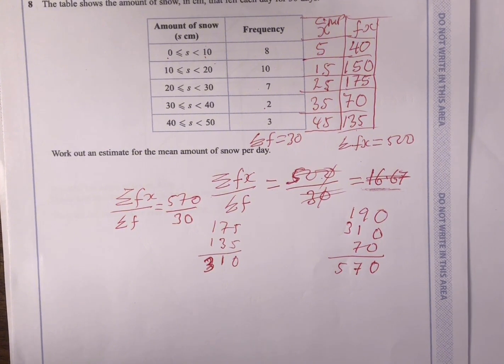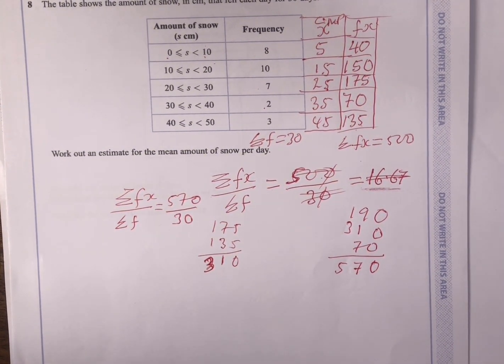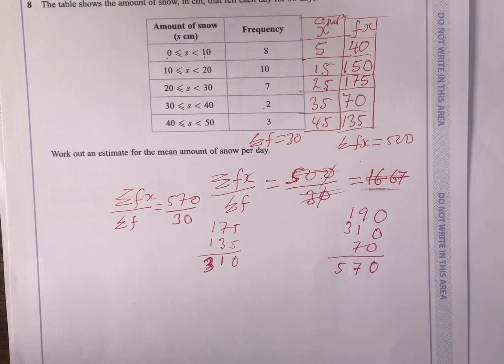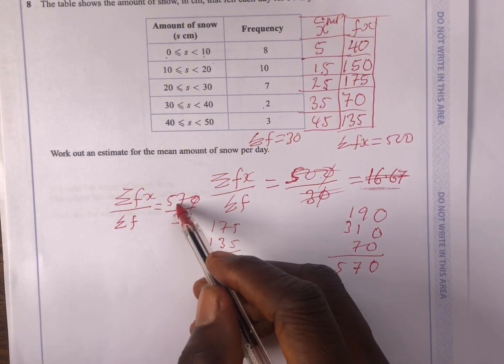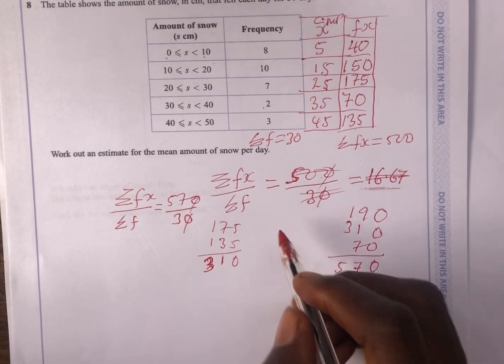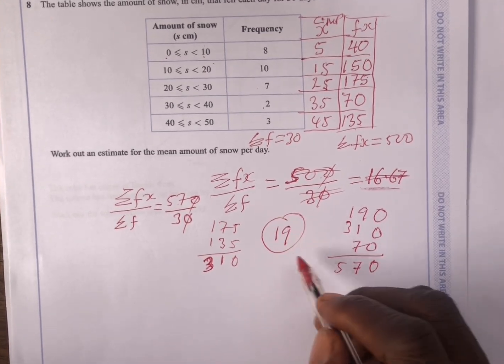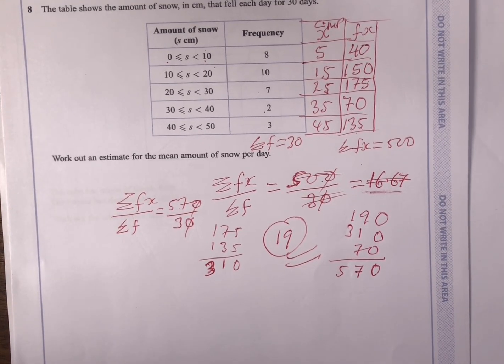So 570 divided by 30 will be, this 0 will cancel 0. 3 will go into this 19 times. So I think 19 will be the answer, right? 19 will be the answer in a very simple way.